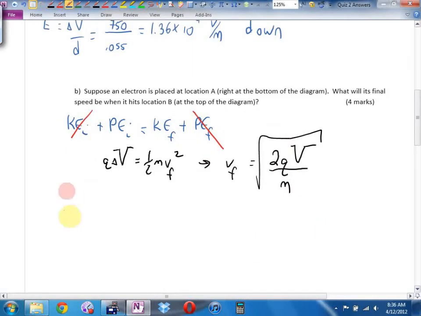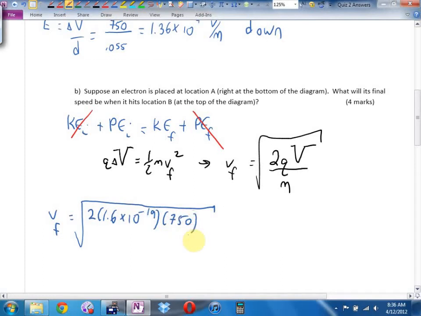So let's see. The final speed that this electron is going to travel at is going to be 2... Oh, they didn't tell me the charge. Oh, wait a minute. It's an electron. I know I'm supposed to know that. It's on my sheet. It's the elementary charge, 1.6 times 10 to the negative 19. The voltage is 750, all over the mass of an electron, 9.11 times 10 to the negative 31, and then square root that.